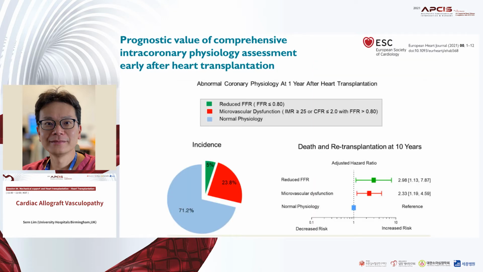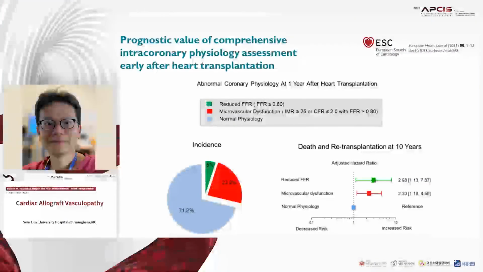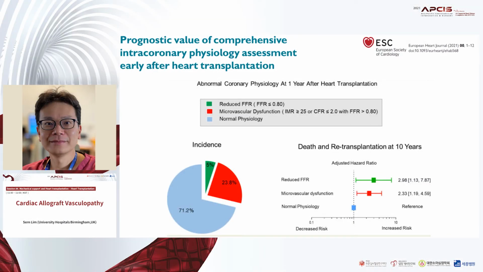Firstly, I would just want to point out the definitions. So reduced FFR is based on the conventional criterion of FFR less than 0.8, and microvascular dysfunction was defined by a high IMR or a low CFR in the presence of a normal FFR. And normal physiology is basically the absence of either the reduced FFR or microvascular dysfunction.